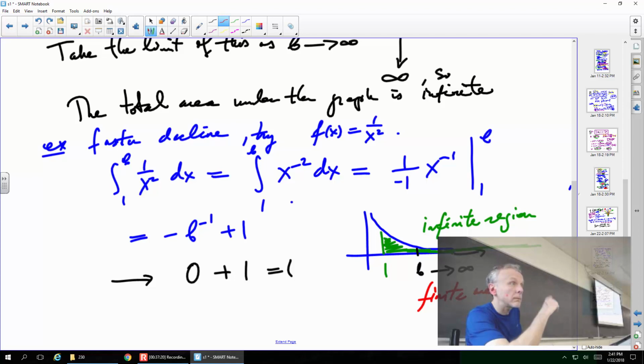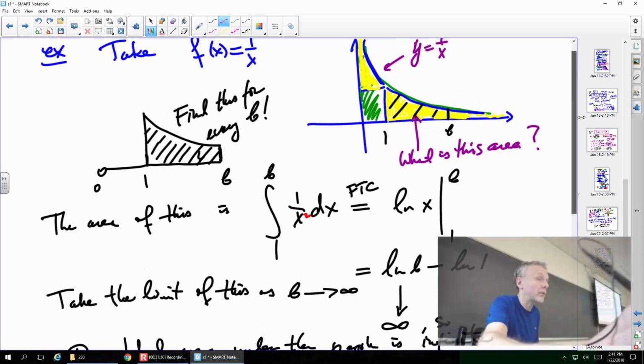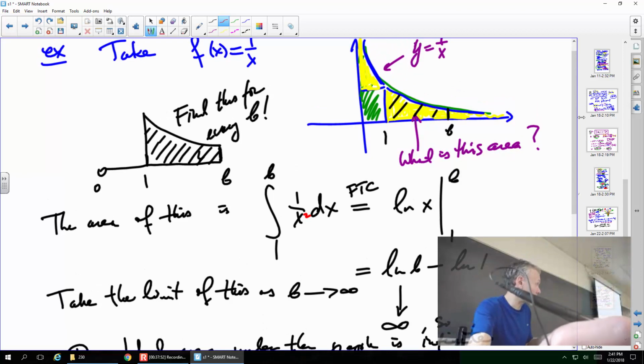So, any questions about how we did it? These are the two typical situations, and the functions are very similar. The only difference is that one is declining faster than the other, and one gives you infinite area. They look very much the same. 1 over x gives you infinite area. 1 over x squared gives you finite area.